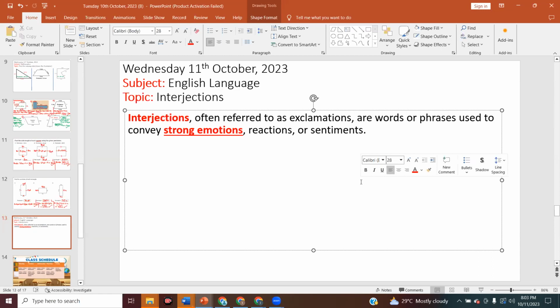What if you see something sad? What would you say? Aww. If you see something sad or touching or heartwarming, what would you say? Aww, right? Those are what we call interjections. So we use them to convey or relate strong emotions or sentiments. They function independently within a sentence.